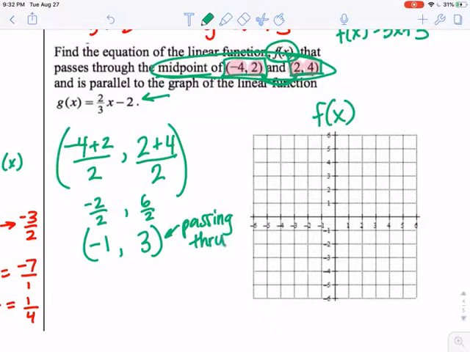So that is my x and my y that I'm going to use to algebraically find something that's parallel to this function here. So parallel means same slope. So the slope of this one was already 2 over 3. So the same slope is going to be 2 over 3.